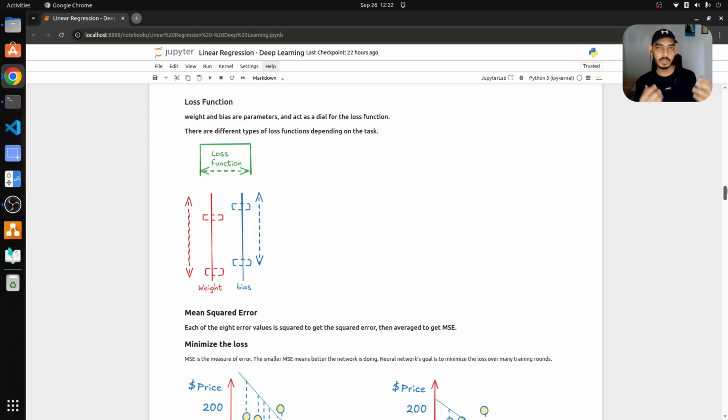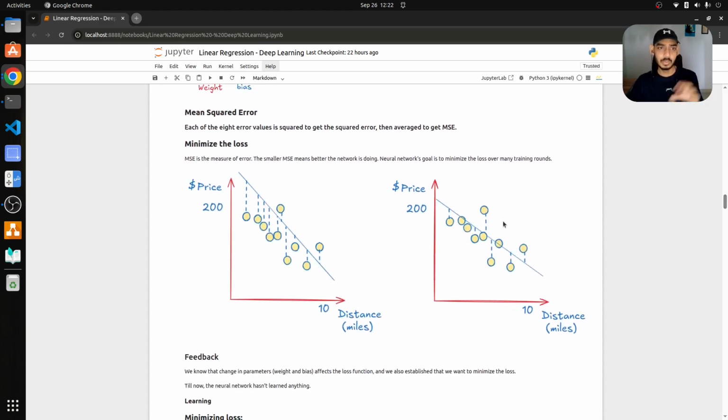There are different types of loss function. You can use mean squared error or mean absolute error. Depending on the type of task you have, you can select your loss function. In our case, we'll be using mean squared error. We'll find the difference between predicted and ground truth, square them, and then calculate the average of all the 8 values. The idea behind this mean squared error is to minimize the loss.